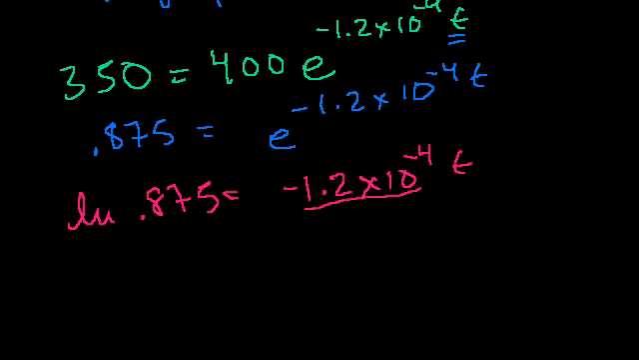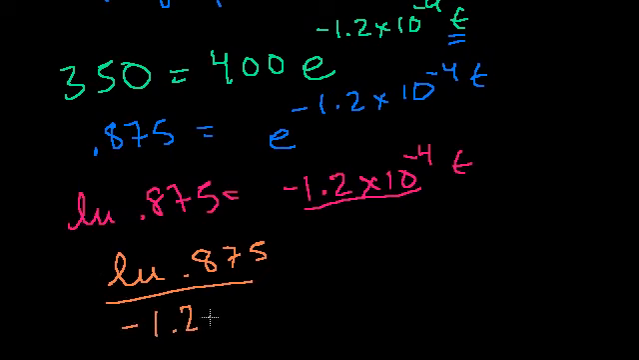So the natural log of 0.875 divided by minus 1.2 times 10 to the minus 4 is equal to the amount of time it would take us to get from 400 grams to 350.